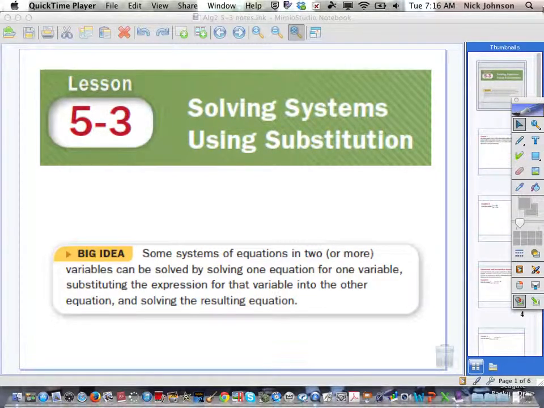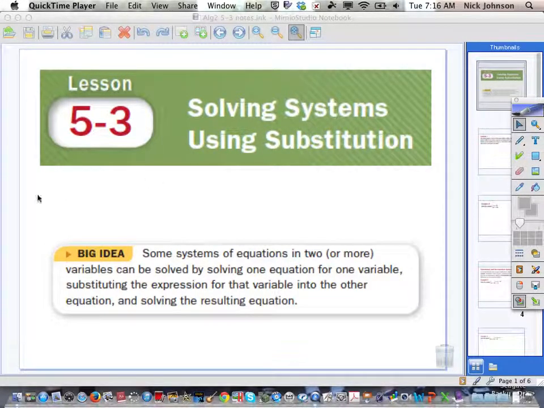Today we're going to talk about Lesson 5-3, Solving Systems Using Substitution. Now, some of you should be familiar with this. Why? We talked about this in Algebra 1, substituting one equation in for another.